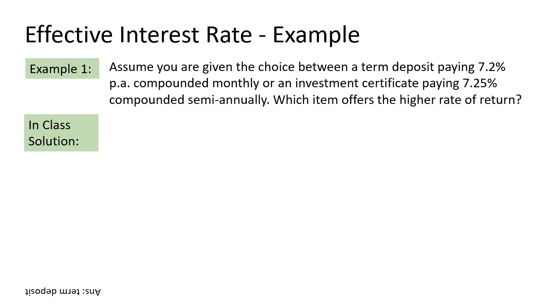Again, we're looking at effective interest rates. Assume you are given the choice between a term deposit paying 7.2% per annum compounded monthly, or an investment certificate paying 7.25% compounded semi-annually. Which item offers the higher rate of return?